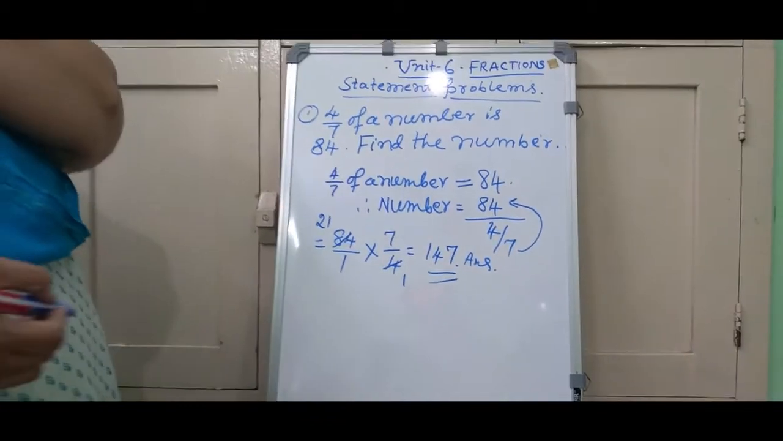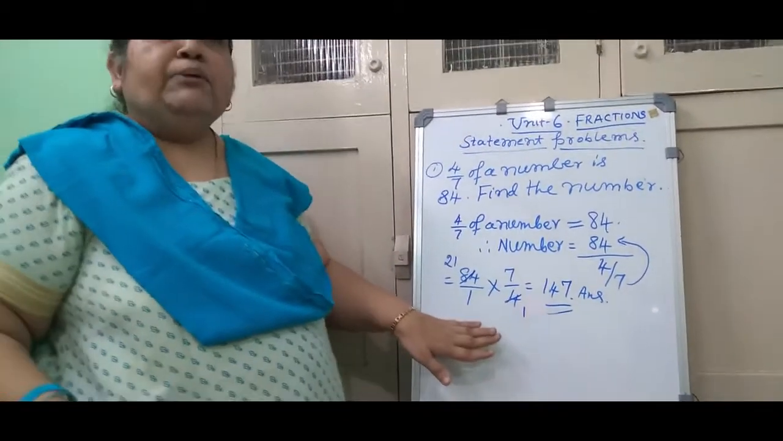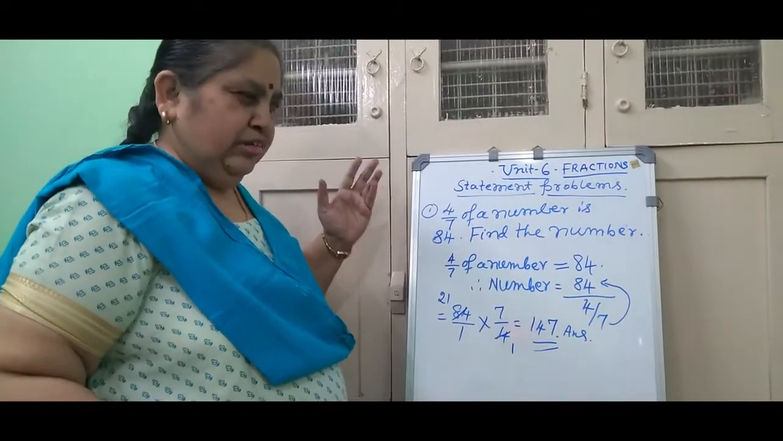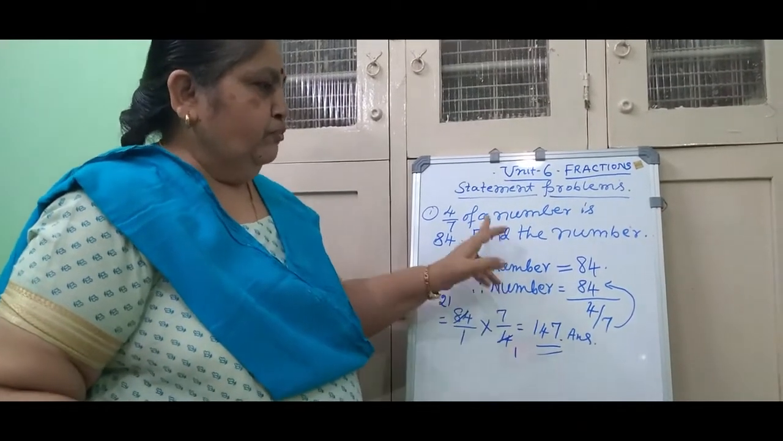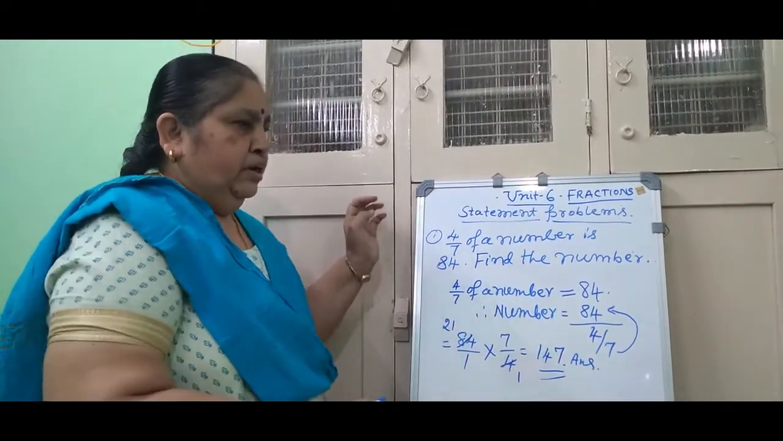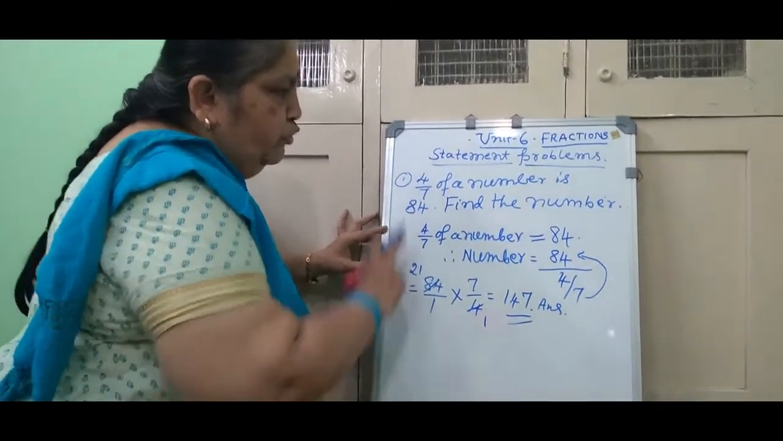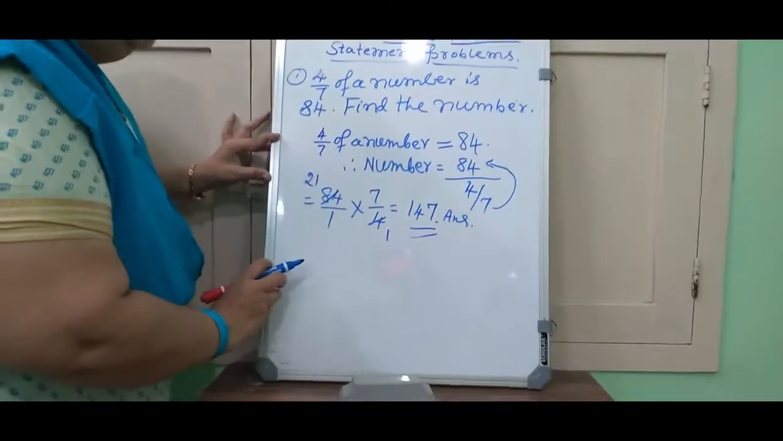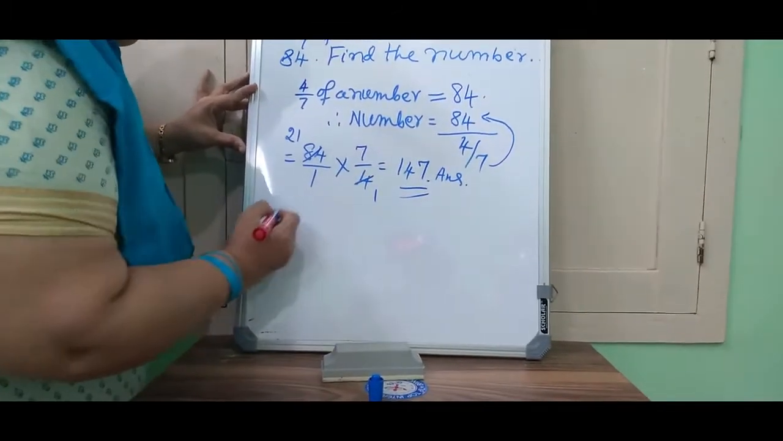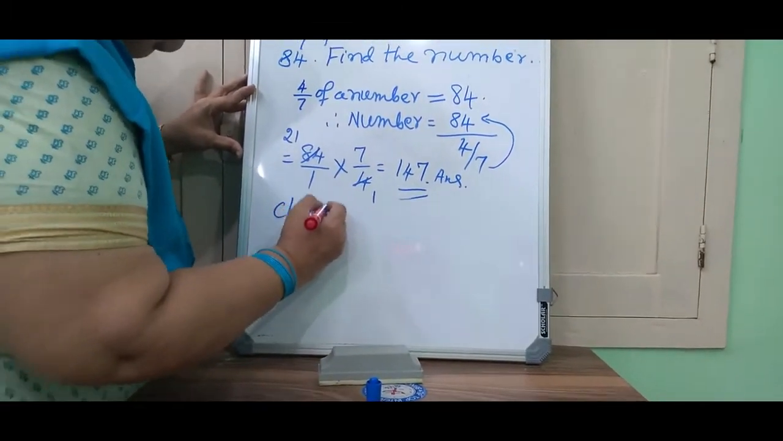Here, for these simple problems, you can cross-check also. This is a very simple problem. 147 is the number we have found out. So 4 by 7 of a number is 84, they have told. Here let me check it also. Checking also, I will show you.